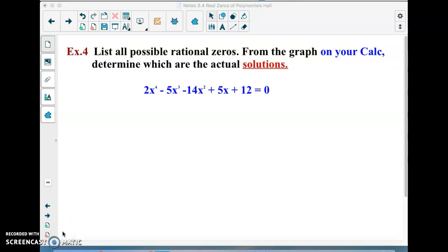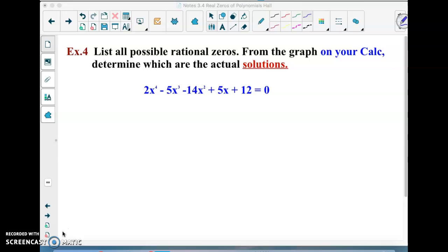Okay, so for our last example, we're going to list all possible rational zeros first. I wanted to do this one because P happens to be a big number with a lot of factors. And then we'll divide it by Q. And then after that, from the graph on your calculator, we'll determine which ones are the actual solutions. All right? And then you'll be able to check them if you really wanted to using synthetic division and making sure you got a remainder of 0. Okay, so let's take a look.